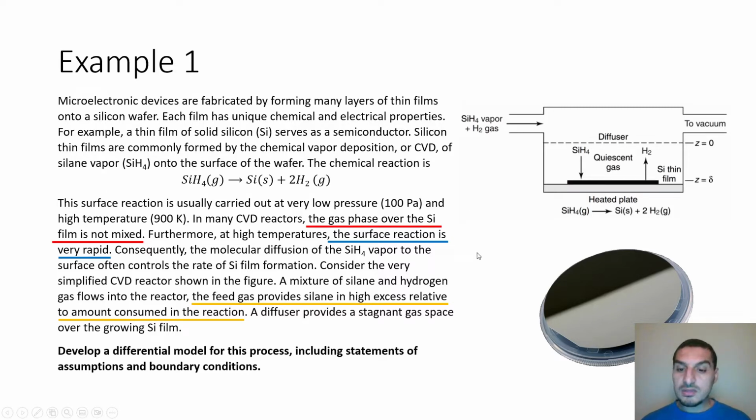And the last sentence says the diffuser provides a stagnant gas space over the growing silicon film. It means that the region over here is stagnant, which is another way of saying that the gas phase over the silicon film is not mixed. So it's again confirming that it is just molecular diffusion mass transfer. The requirement in this problem is to develop a differential model for the process, including a statement of assumptions and boundary conditions.